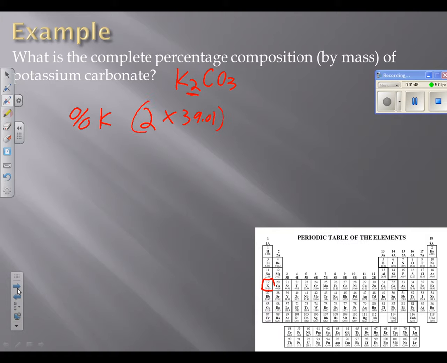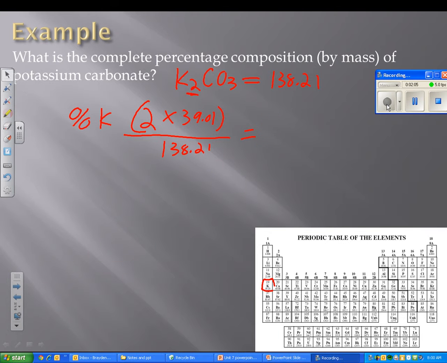If you take that, make sure you use parentheses, and divide it by the whole molar mass of the compound. So we've got to find the molar mass of the compound, which equals 138.21. And that's all you've got to do. Do that math, and you get 0.5658. Times that by 100, I forgot that part, and it gives you 56.58% potassium.